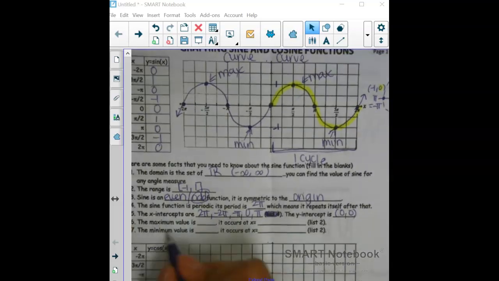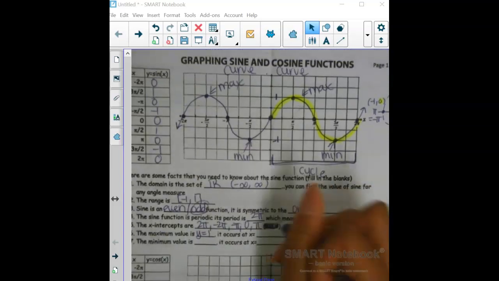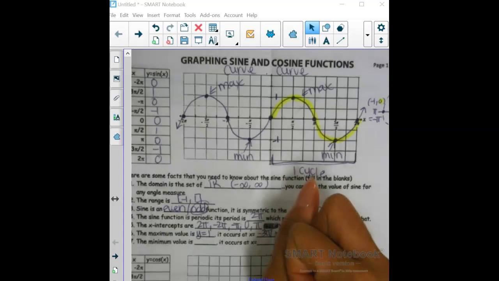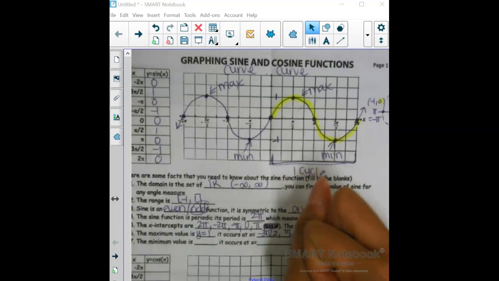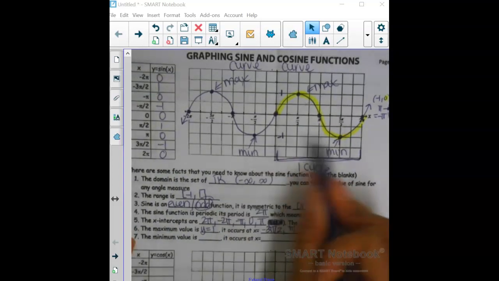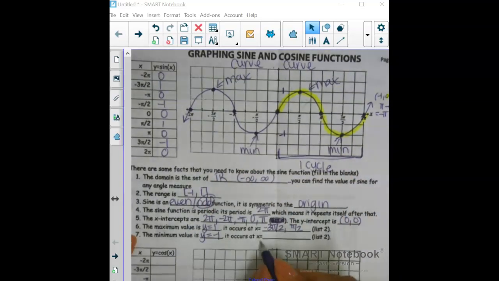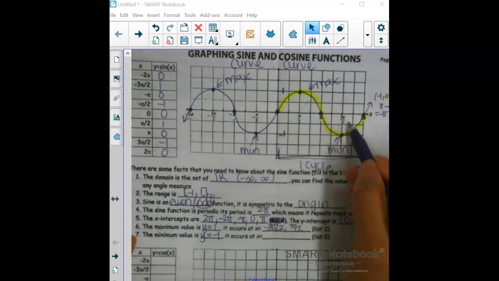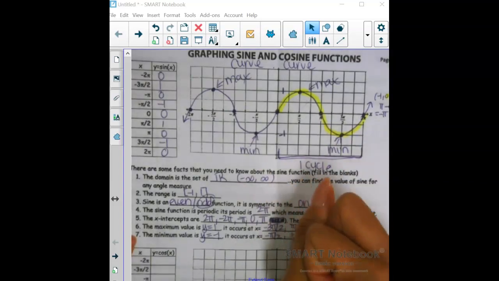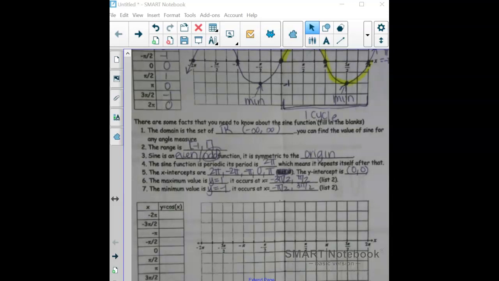So, Euridia, what is the maximum value? What's that y value where your maximum is? 1. So y is going to equal 1. And it occurs at what x values? Look at the x values where these maximums occur. What are they? Negative 3 pi over 2. And? 2 pi. I mean, pi over 2. There we go. Pi over 2. And then for minimums, she already helped me with those. My y value for minimums is going to be negative 1. And it's going to occur at negative pi over 2 and 3 pi over 2. I'll give you a second just to copy that if you need to.